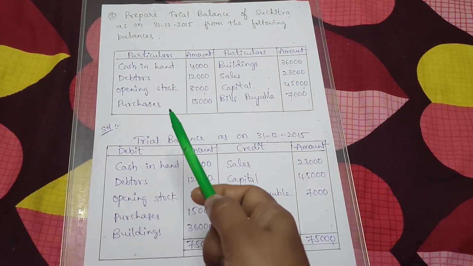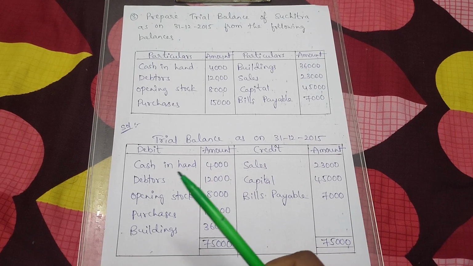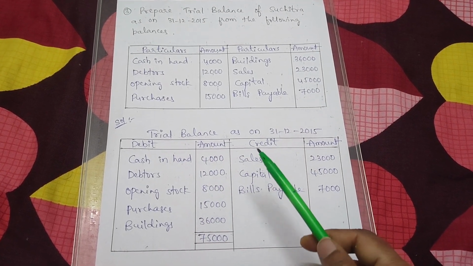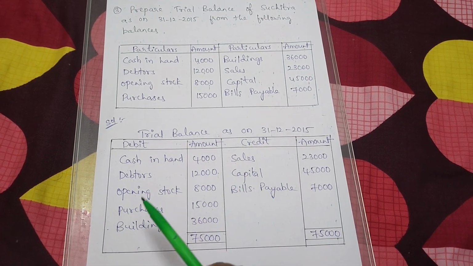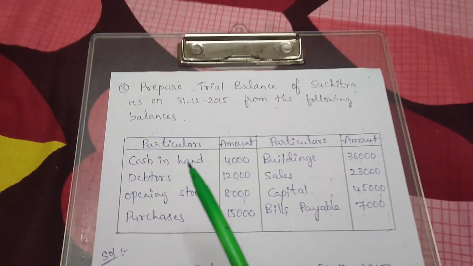Let us see the items and let us record them under the proper head. So how to decide? I told the rule. We have to follow the rule, and by following the rule we have to record under debit as well as under credit.